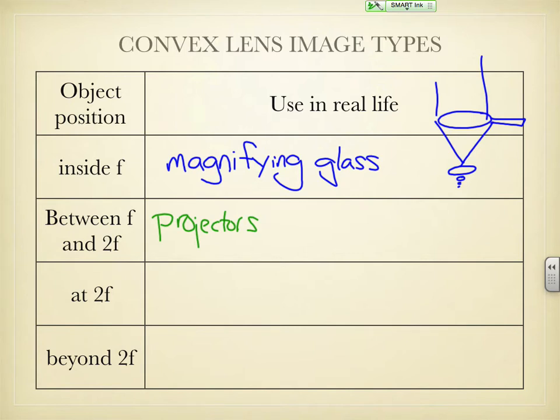So if you go to the movies, there's a lens in front of the film. And guess where that lens and film relationship are? Between F and 2F, but it's really, really close to F because that film that they're projecting is about this big, and on the screen it's huge. So it gets very, very large there.